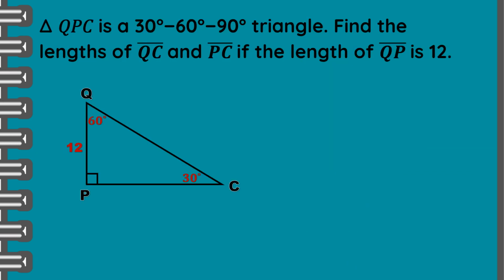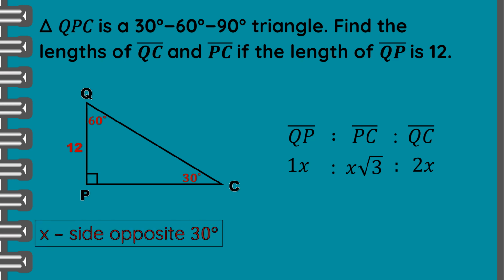Triangle QPC is a 30-60-90 triangle. Find the lengths of segment QC and segment PC if the length of segment QP is 12 units. Based on the figure, we can have this ratio, which is segment QP is to segment PC is to segment QC, or in other words, shorter leg is to longer leg is to hypotenuse. That's based on the given. Segment QP is the shorter leg, segment PC is the longer leg, and segment QC is the hypotenuse. Therefore, we have 1x is to x square root of 3 is to 2x.